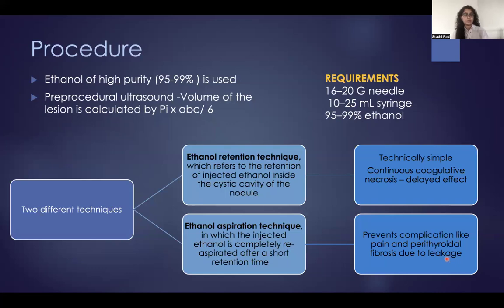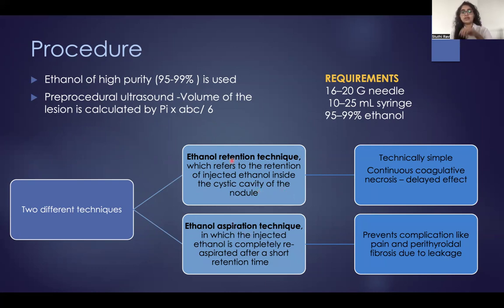So ethanol of high purity is required, approximately 95 to 99%. Pre-procedural ultrasound is done to calculate the volume of the lesion. We require a 16 to 23 gauge needle, a 10 to 20 ml syringe, and the high purity ethanol. Two different techniques are described.